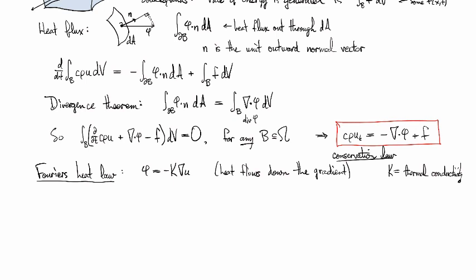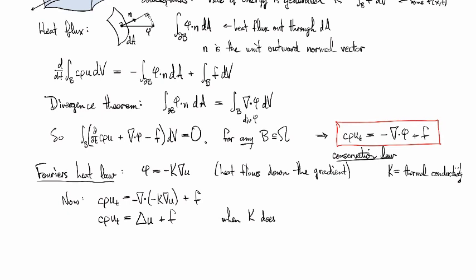So then the conservation law becomes c rho u_t equals the divergence of minus K grad u, and I forgot a minus sign out front, plus F, or c rho u_t is K Laplacian of u plus f in the case when K doesn't depend on x. So if it's a uniform constant.